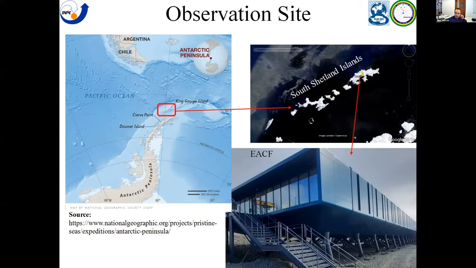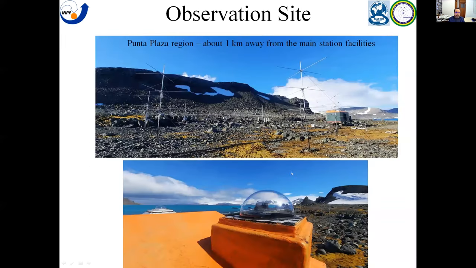So the observation site is the Brazilian Antarctic Station, located in the King George Island, northward of the Antarctic Peninsula. And here is the new base of the Brazilian Antarctic program. The observation site where we keep the instrumentation is quite far from the main station. This is because of the light contamination in the airglow image, so the refuge needed to be quite high from the station. And here you can see the meteor radar antennas, and in the bottom, the dome of the all-sky imager.